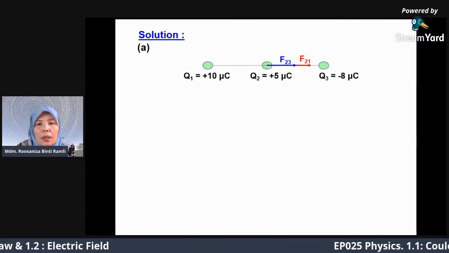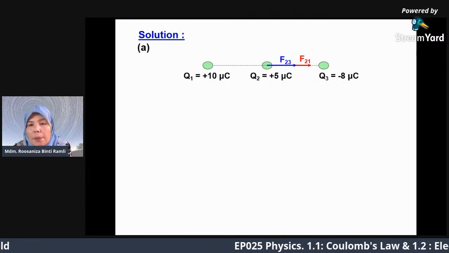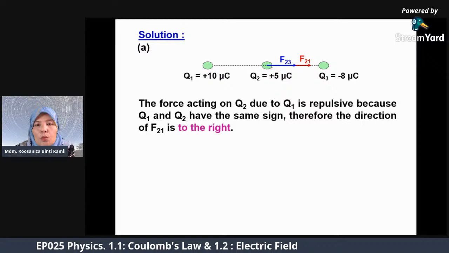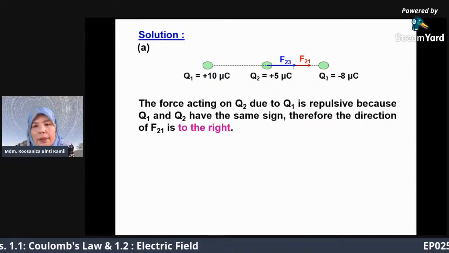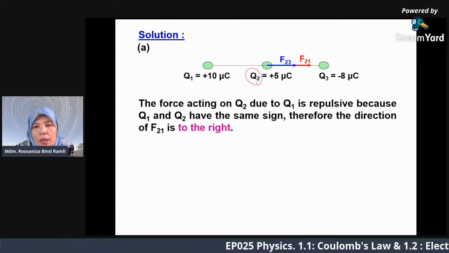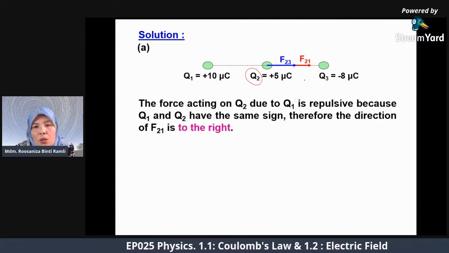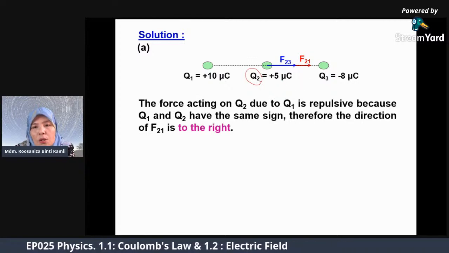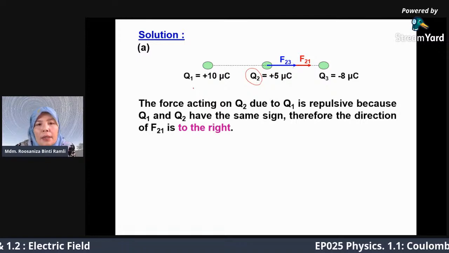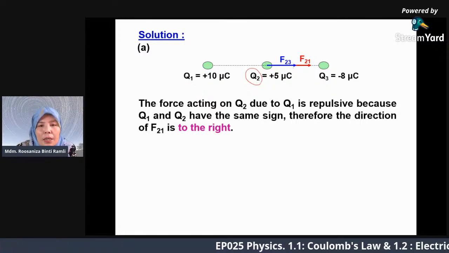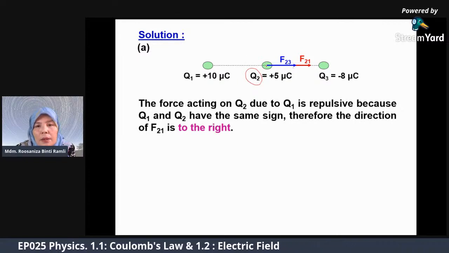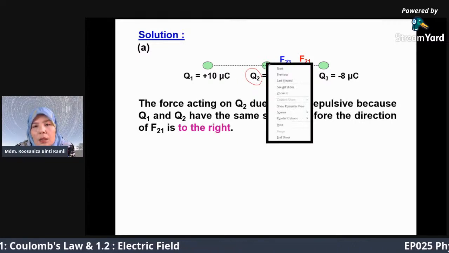Okay, you can see the direction of F23 is to the right. Why to the right? Because Q2 is positive charge and Q3 is negative charge, so the force is attractive force. So the direction is to the right. And then for Q1, the charge for Q1 is positive charge, and the charge for Q2 is positive charge. So the force is repulsive, and the force is directed to the right.